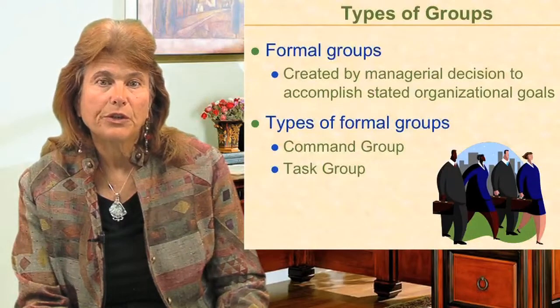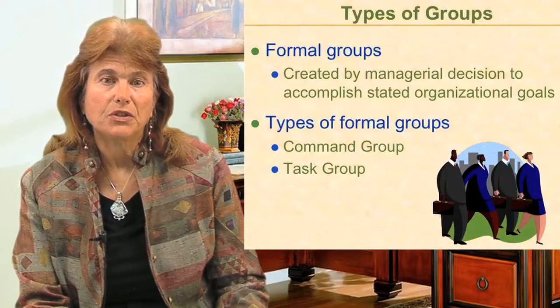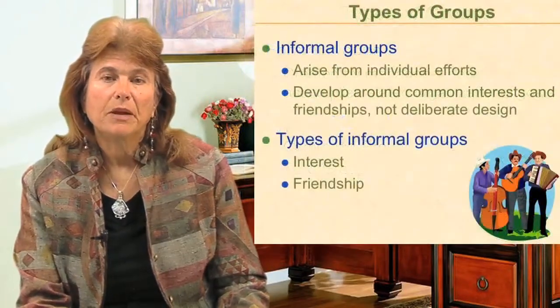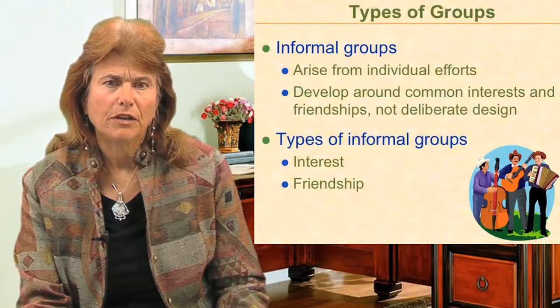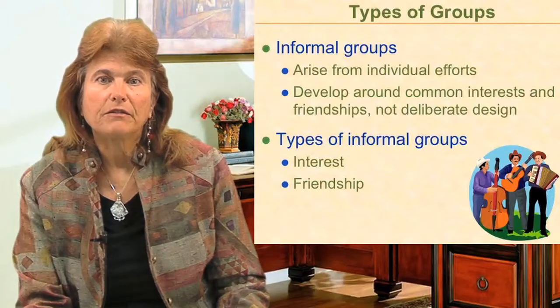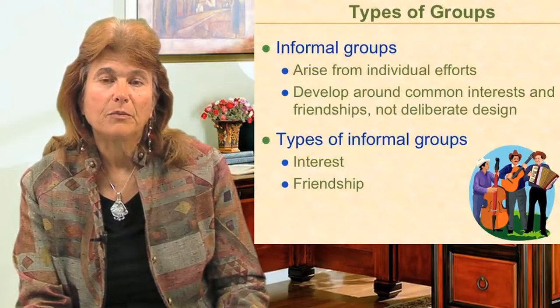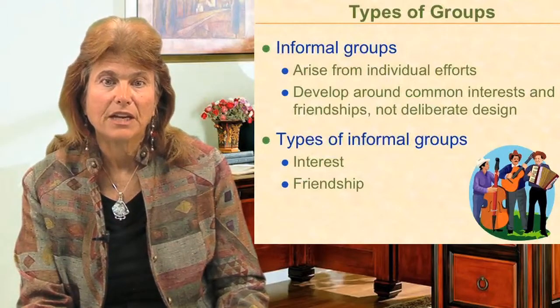When we look at types of groups, there's formal groups that are created for specific purposes by the organization. There's also informal groups where they might be around some sort of a task or some kind of a project that might be going on informally. Informal groups come out of individual efforts. They develop around common interests, friendships, and they're more organic. They're not deliberately designed. Lots of informal groups tend to be out of friendship or personal influence.